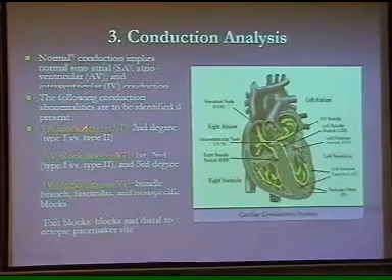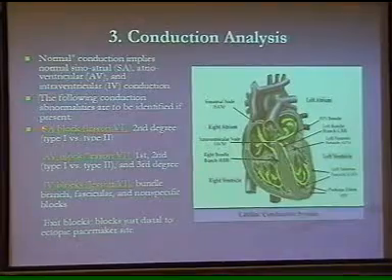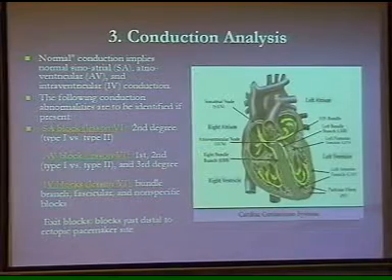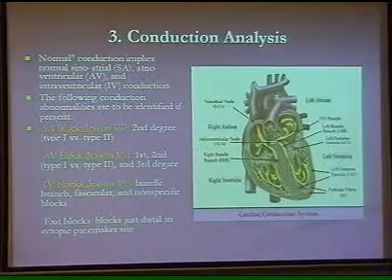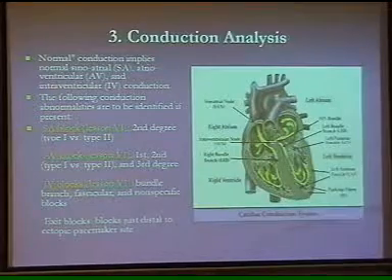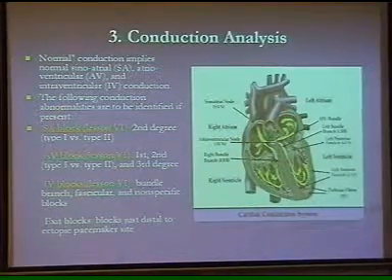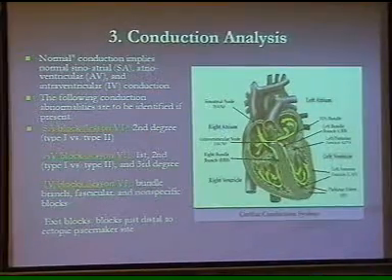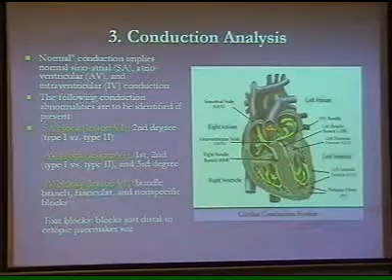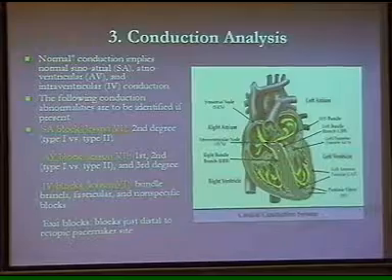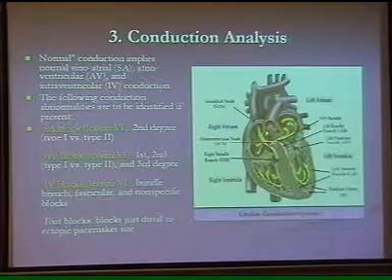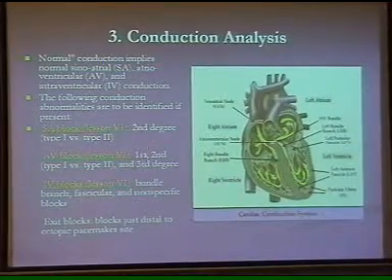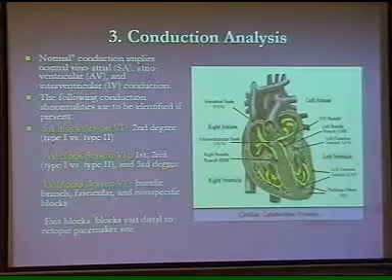It could be a block at the level of the sinoatrial node. The sinus node is at the junction of the superior vena cava with the right atrium. If the sinus node is discharging but the impulse is not getting out of the node, it's called sinoatrial block or exit block, and that will be seen on the ECG. AV block is in the AV node, just before the bifurcation into the bundle of His. This is the AV node here at the tricuspid level, and that can lead to first degree, second degree, or third degree heart block.